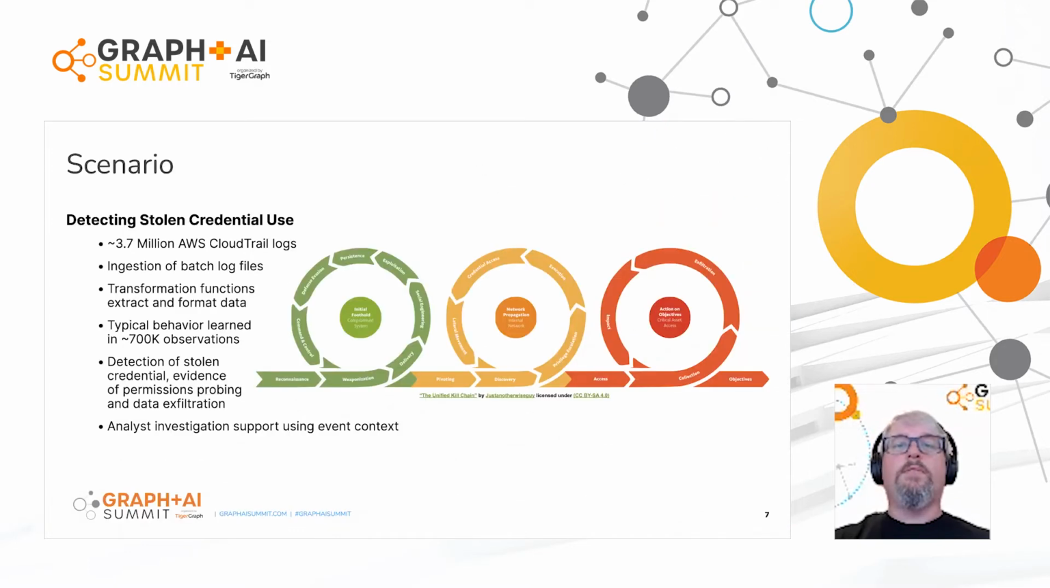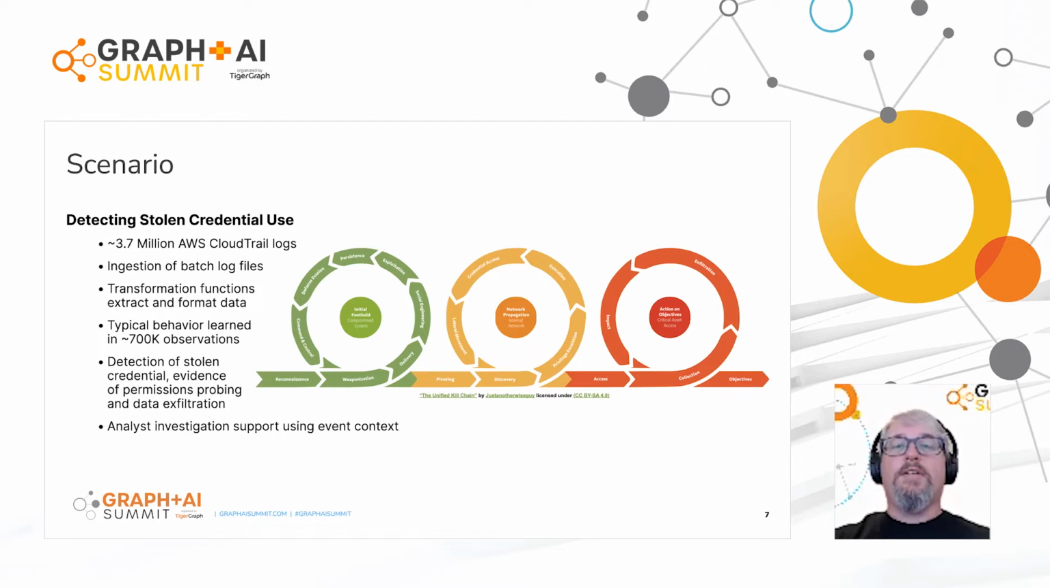In our scenario, we'll detect the use of a stolen AWS credential in a Cloudtrail log file. The log file has over 3.7 million lines. That's a pretty big haystack to look for our needle in. Novelty detector transforms all of the log lines and builds a probability graph.